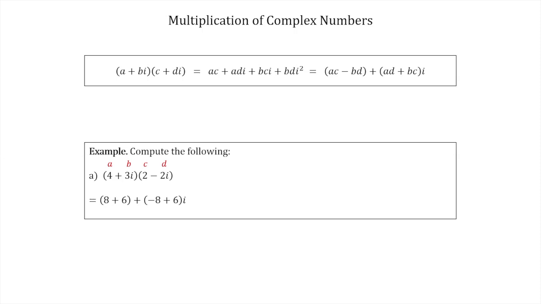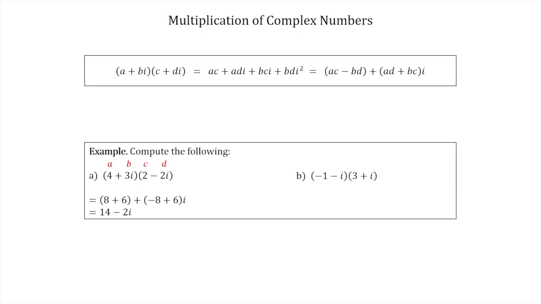I'm just using this box at the top that tells us how to times the two numbers together, and I'm plugging in the values we have. So let's work out these brackets. We get 8 plus 6 is 14, and minus 8 plus 6 is minus 2. So 14 minus 2i.